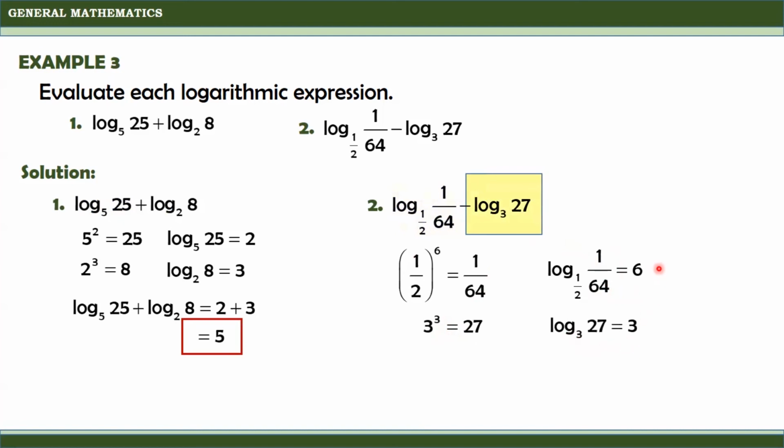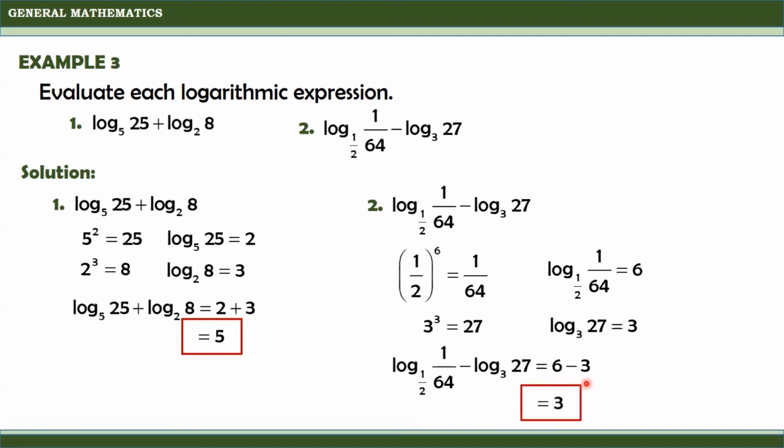With the values of 6 and 3, we can now evaluate the expression by 6 minus 3. Simplifying 6 minus 3, it will give us 3. Therefore, the expression logarithm of 1 over 64 to the base 1/2 minus logarithm of 27 to the base 3 is equal to 3.